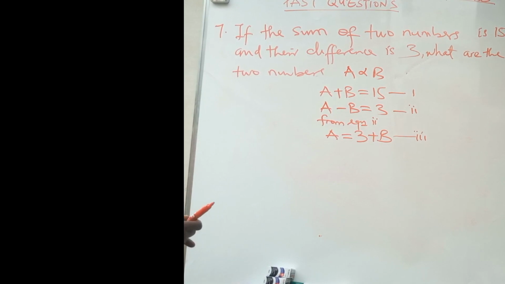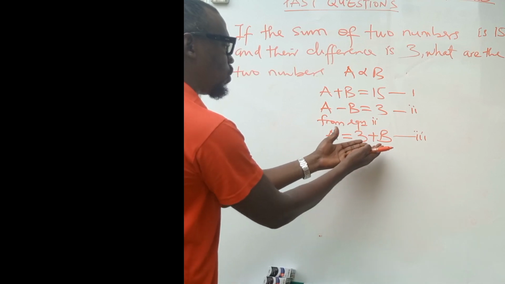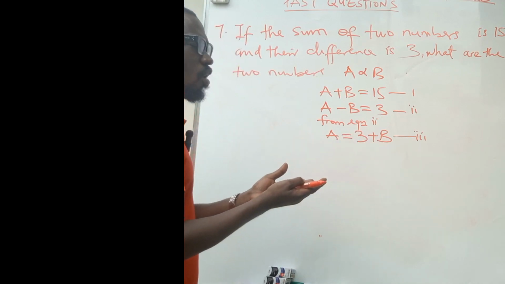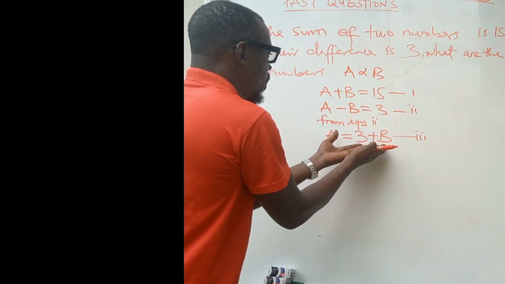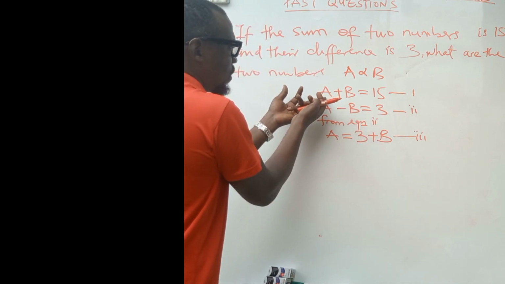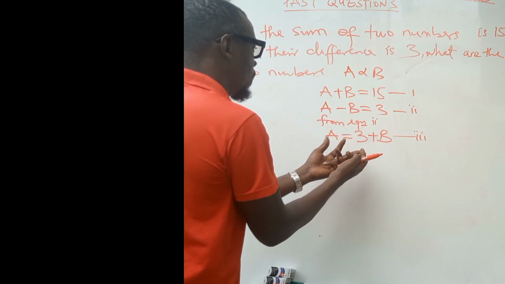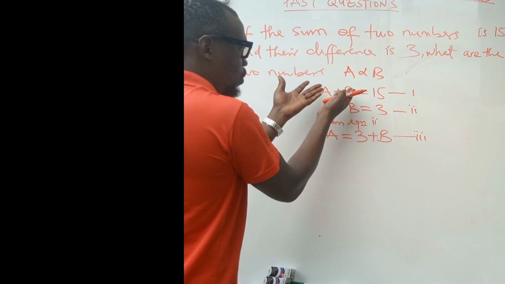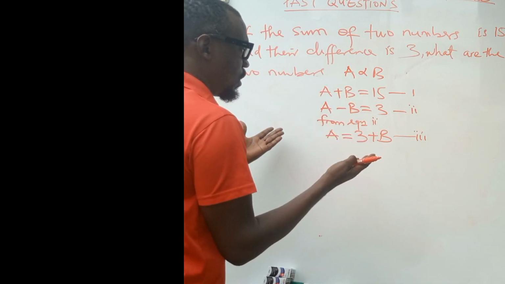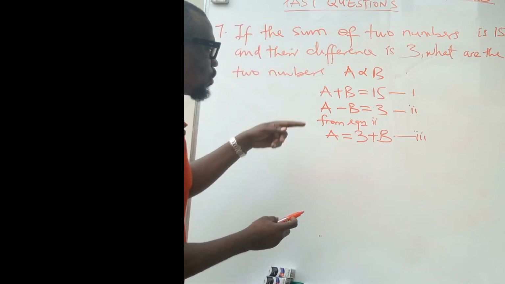Now, I've been able to get the value of A, although the B is still yet unknown. The wisest thing I can do now is to carry this value and use it to replace A, because A is equal to 3 plus B. I can still use equation 2. I can also use equation 1. As the spirit leads, you put it and you get the answer. So let me use equation 1.